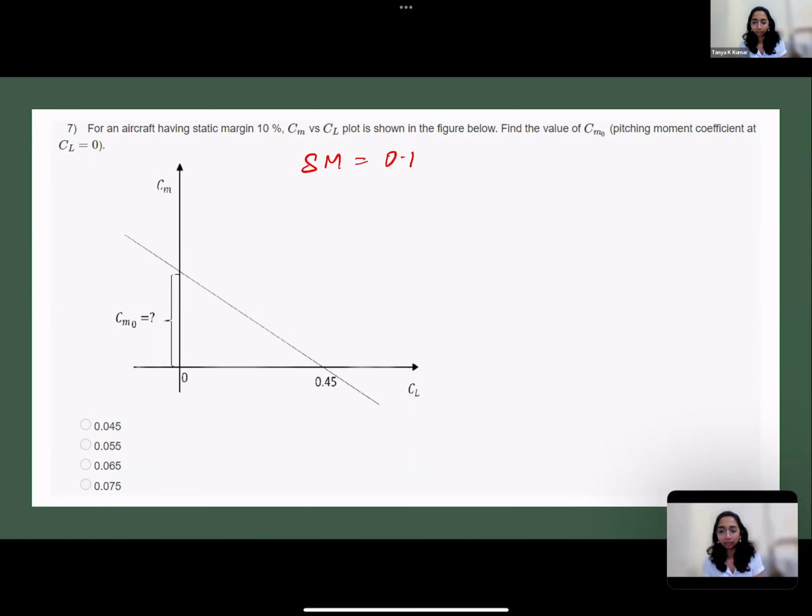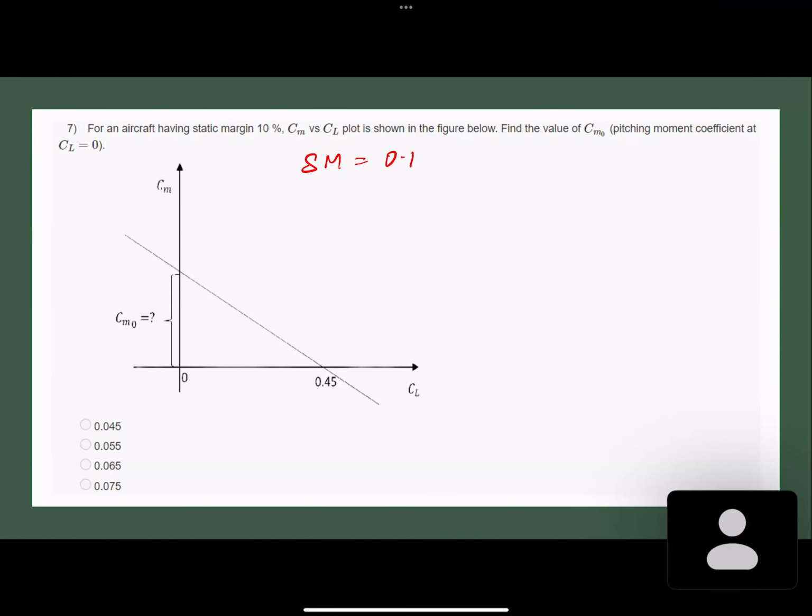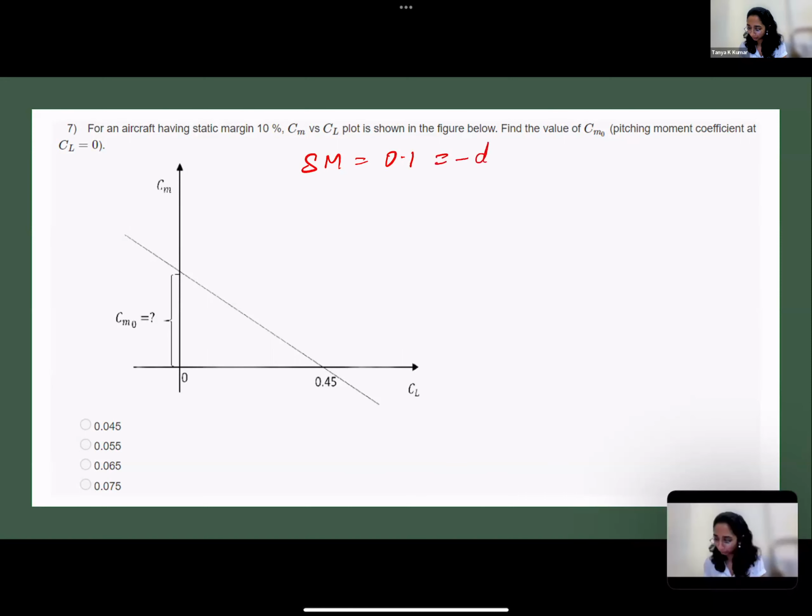What was static margin? XCG minus... Static margin was minus dCM by dCL, which was neutral point minus XCG. Correct? Let me know if I'm making some sign mistakes, but as far as I remember, this is the right one. Okay. So for this question, we only require that the static margin is minus dCM by dCL. So you have 0.1 is minus dCM by dCL.